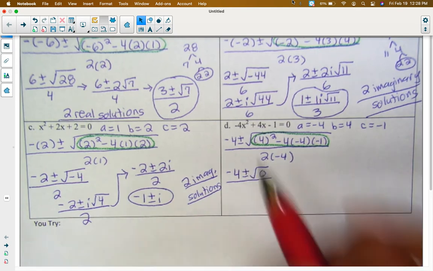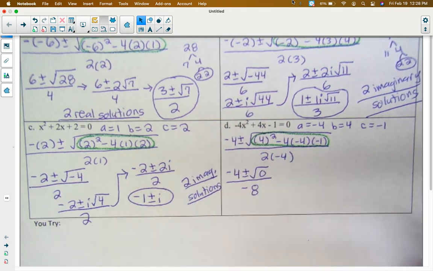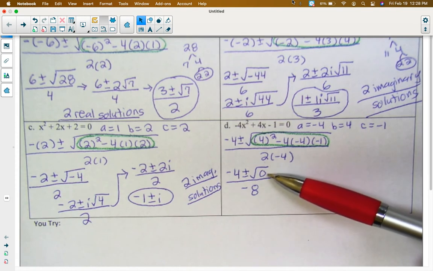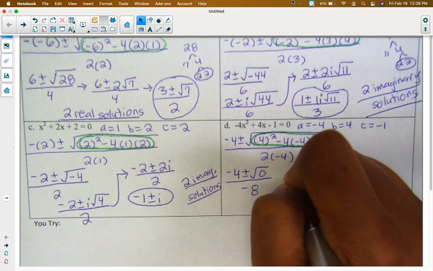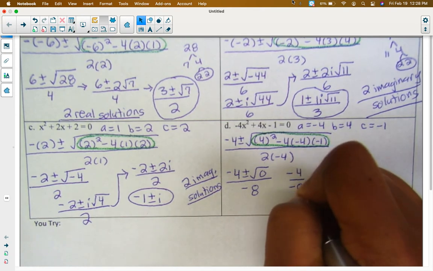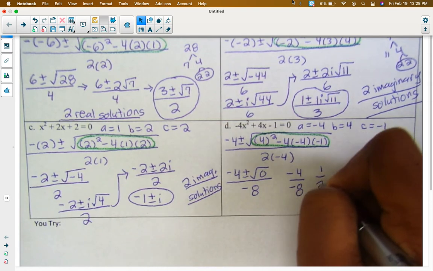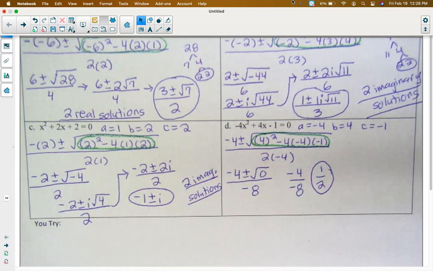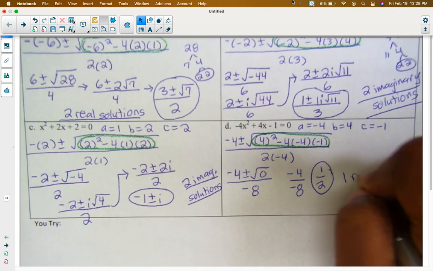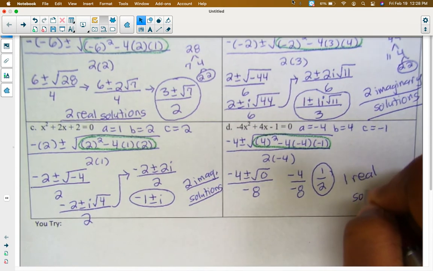2 times negative 4 is negative 8. Now, the square root of 0 is just 0, so I do not need this at all. It does nothing. So we're left with negative 4 over negative 8, and negative 4 over negative 8 is 1/2. So for this particular problem, I have one real solution.